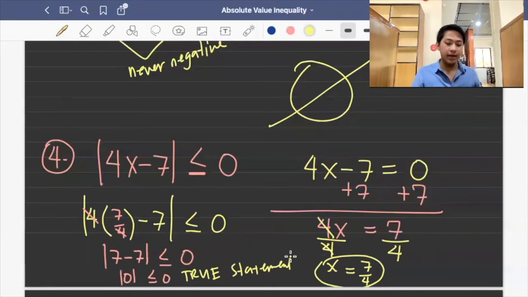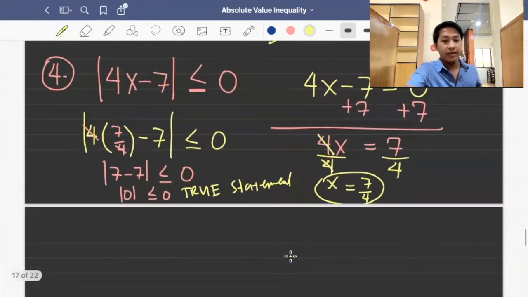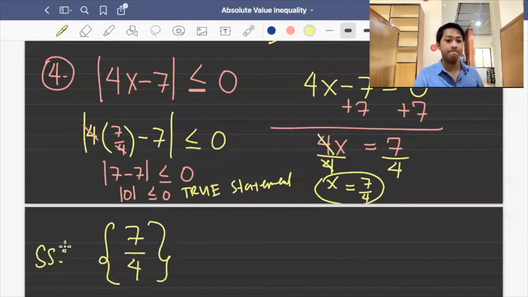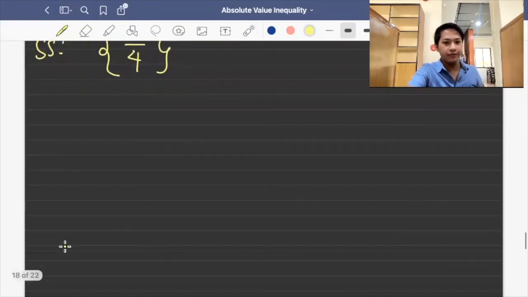So in this particular example, we have 7/4 as the only solution. Okay, we have 7/4 as the only solution for this particular absolute value inequality. All right? Solution set natin, 7/4 lang yun. Do we have any question for this particular item before we proceed to the last one? Or the last two items. Right, let's proceed to example number five.